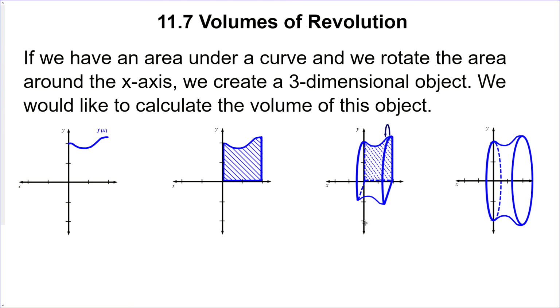.7 Volumes of revolution. If we have an area under a curve and we rotate that area around the x-axis, we're going to create a three-dimensional object, and we want to calculate the volume of this three-dimensional object that we've created. This is also called solids of revolution because a solid is created. So really it should be volumes of solids that's created by one revolution of the area under a function. But that title's too long, so volumes of revolution it is.